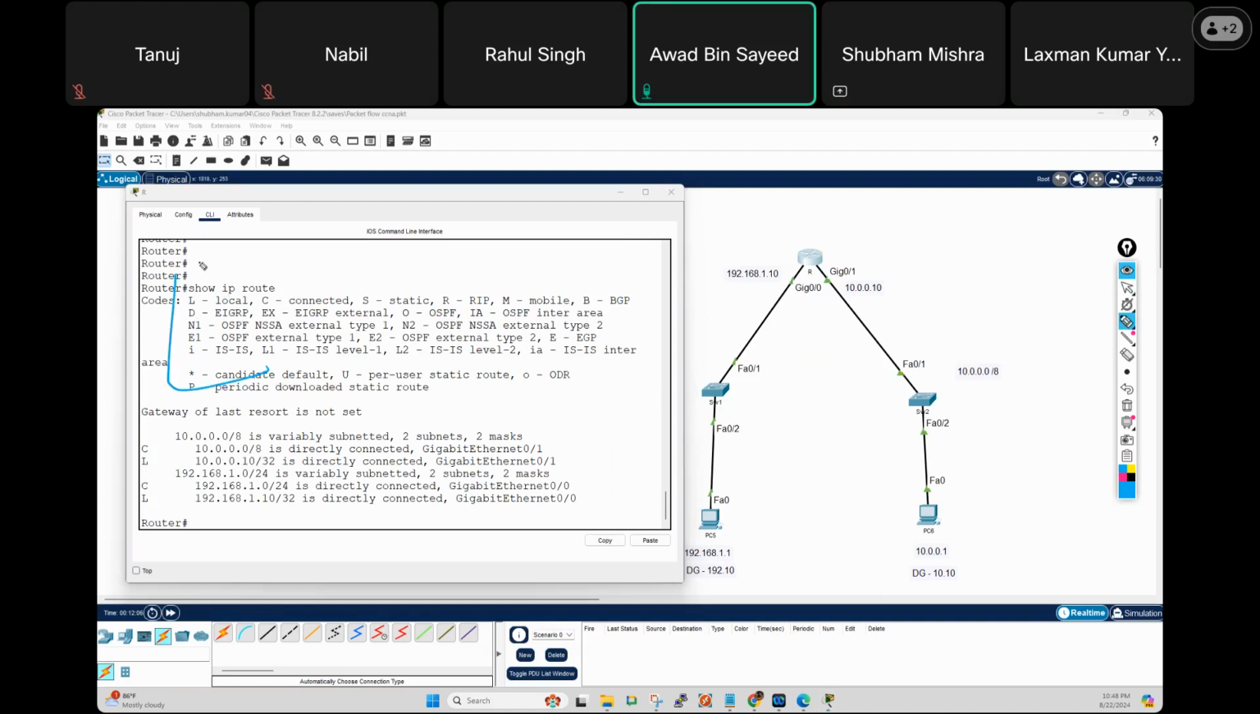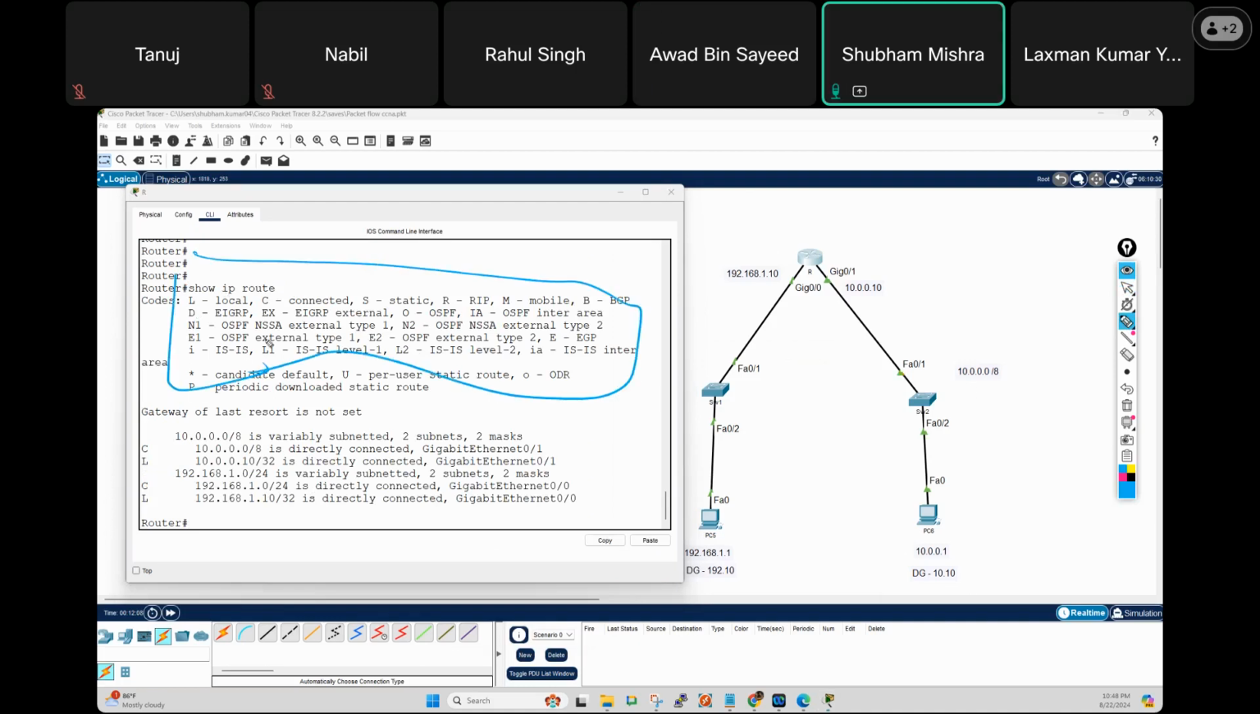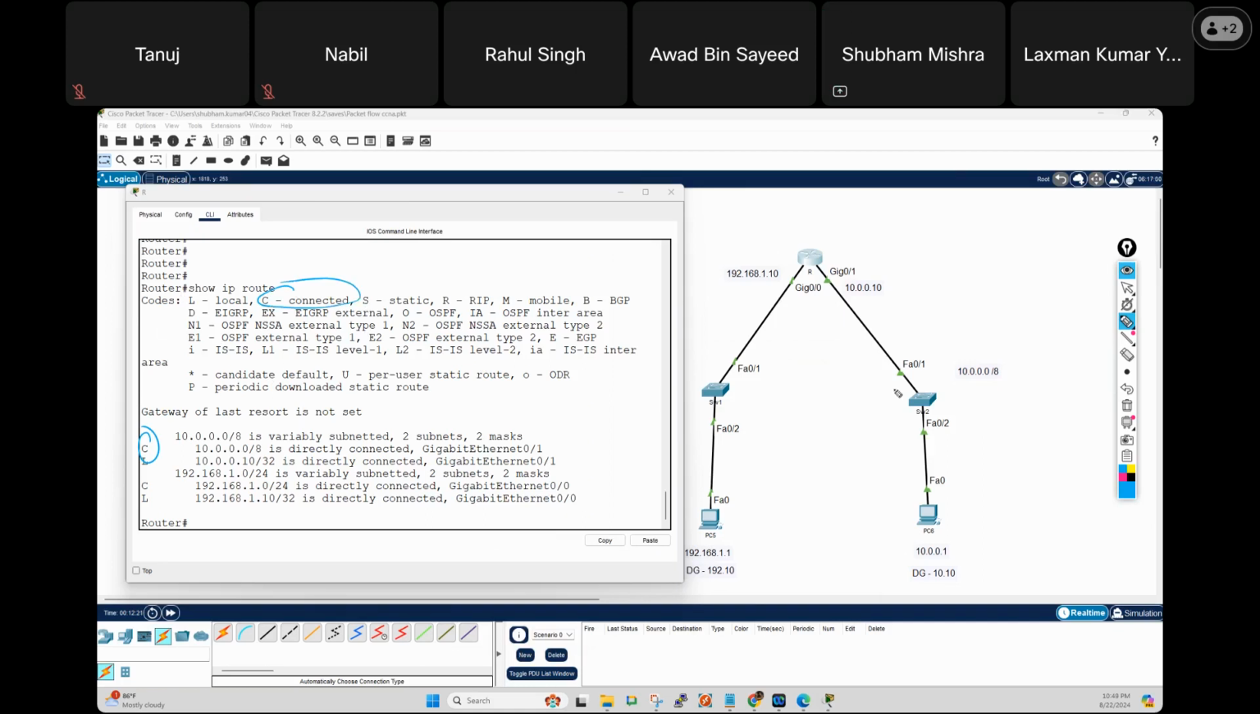These are the codes. So it will help you to understand. Let's suppose this is C. Now you guys will think what is the meaning of C here. So here you guys will get C means connected. C, what does C mean? Connected. Getting my point, everyone? So this is the code.